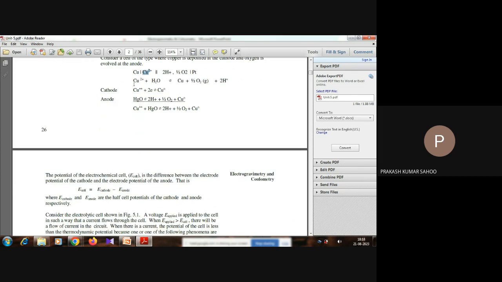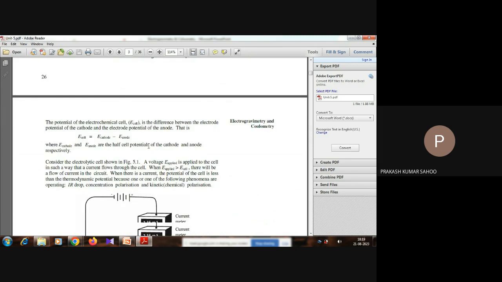So the cathodic reaction will be Cu2+ to Cu0, and at the anode there will be liberation of half O2 and 2H+ in the solution. This acts just like a reference electrode, mercuric oxide.